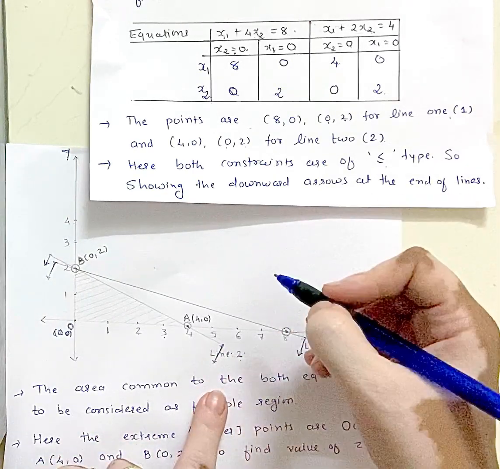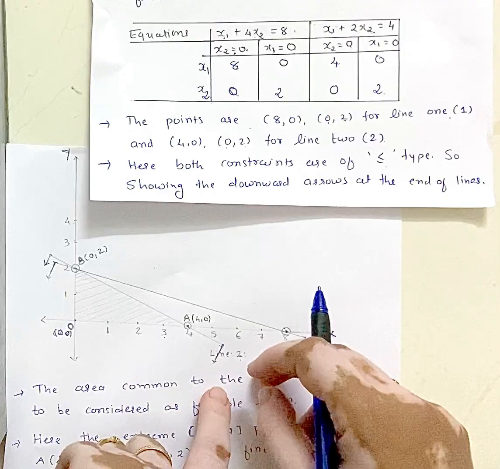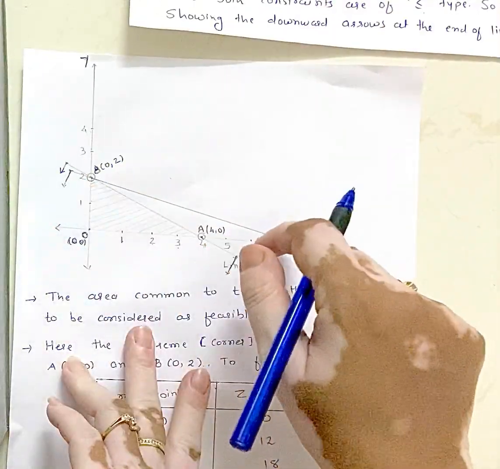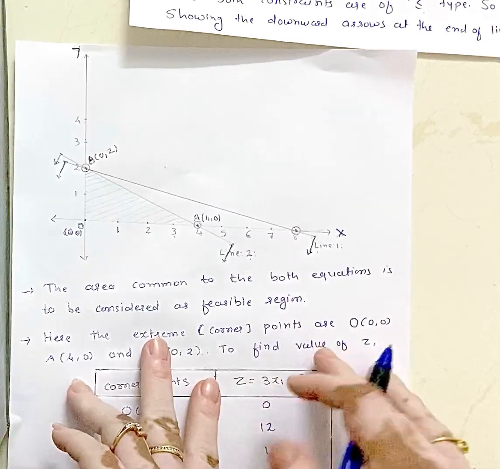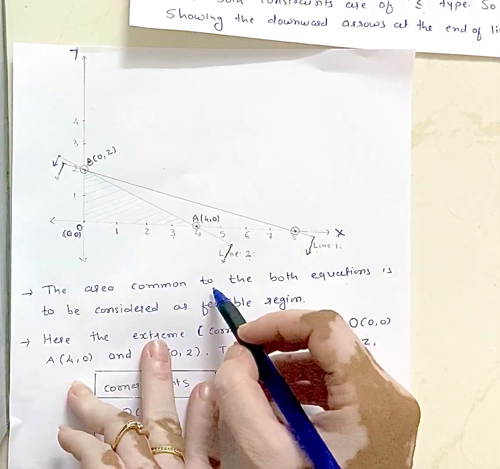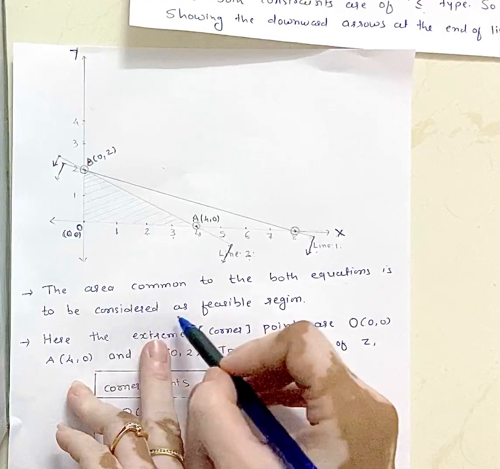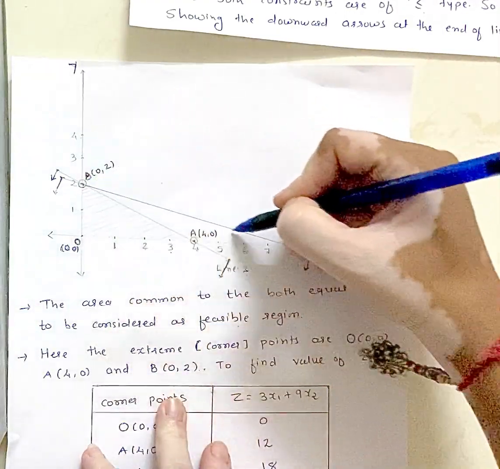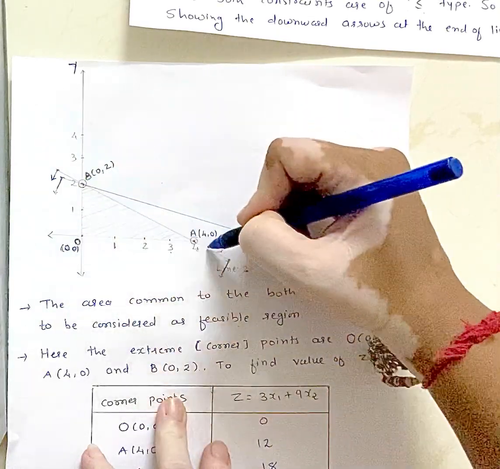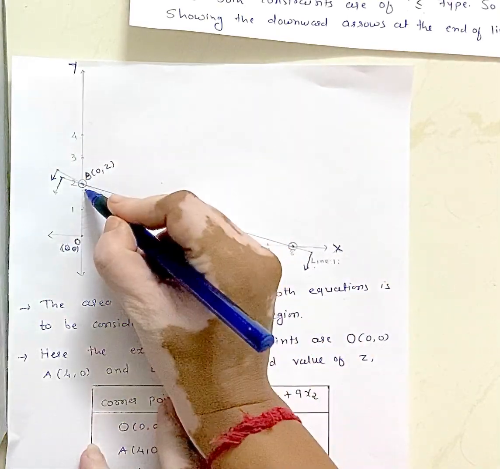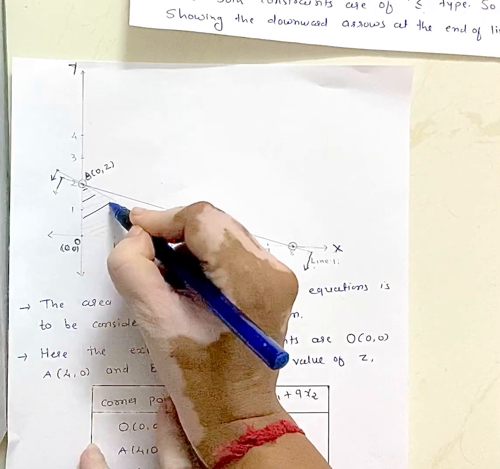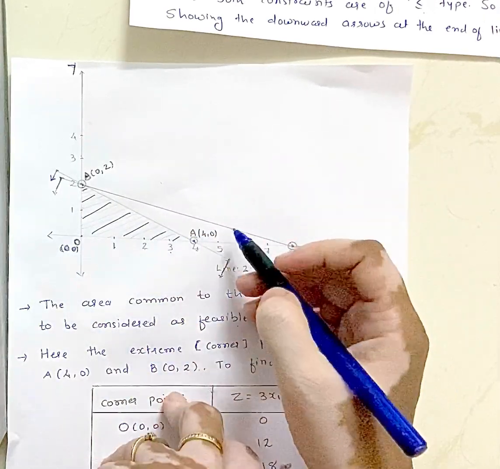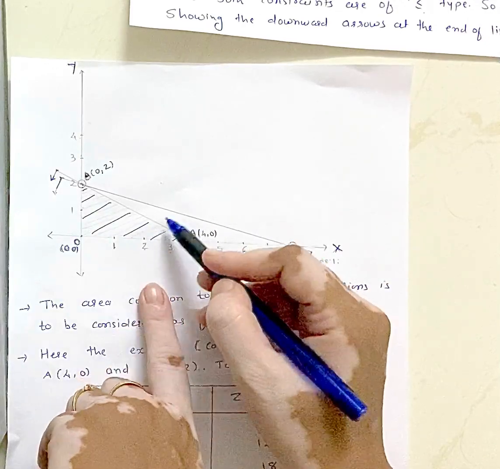Okay, so now you have to find the common region. Okay, this is our graph. Now you have to find the common region, means the area common to both equations is to be considered as a feasible region. So this is one line, this is second line. Now this part which is shaded is called a feasible region. Why? Because it is common for both regions.